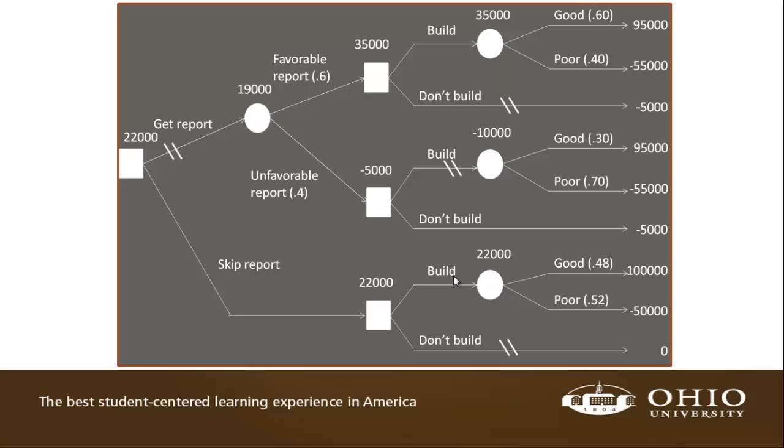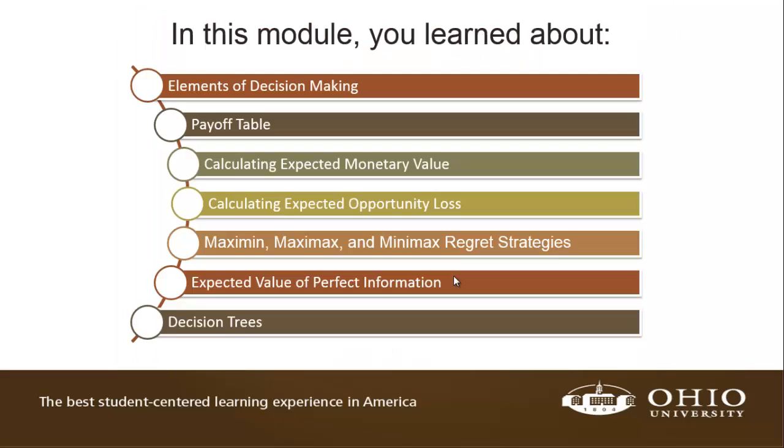So that's an example of what a decision tree might look like, how you might build it, and how you would walk through it to reach your decision. In this module, we talked about decision making, payoff tables, monetary values, and opportunity loss, some strategies that were not associated with probability, the expected value of perfect information, and then we just finished talking about decision trees.